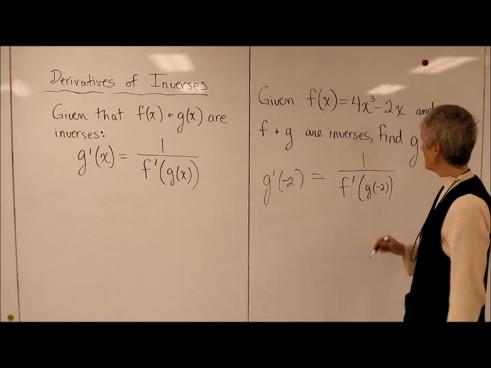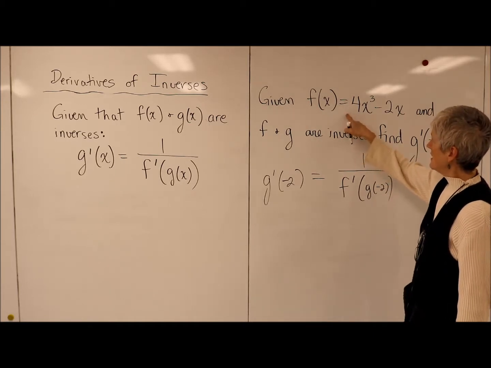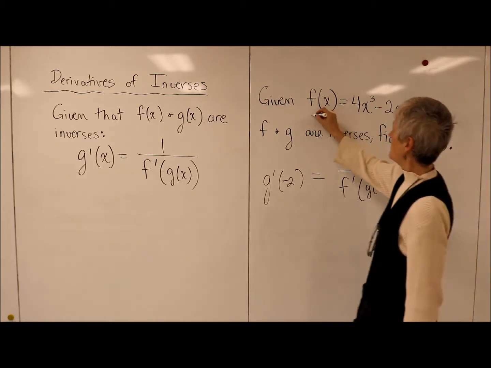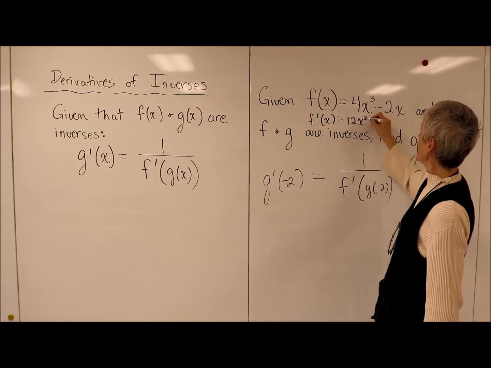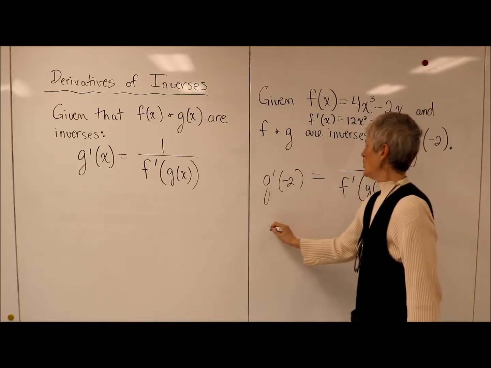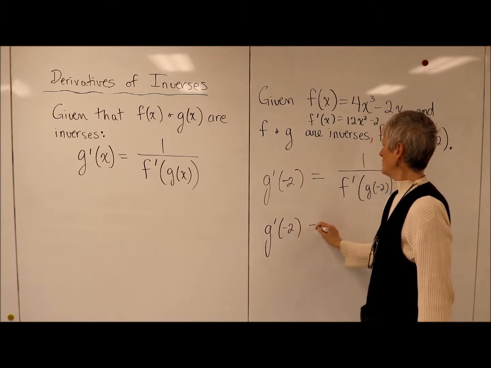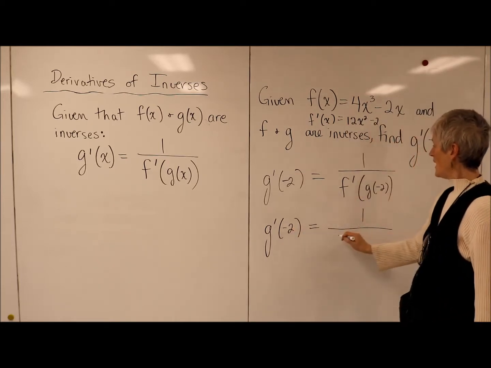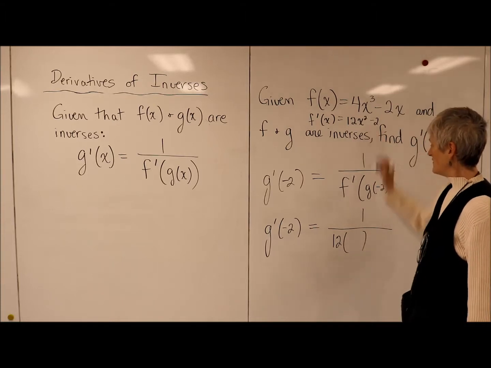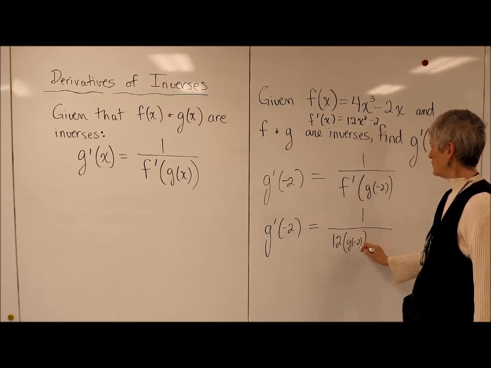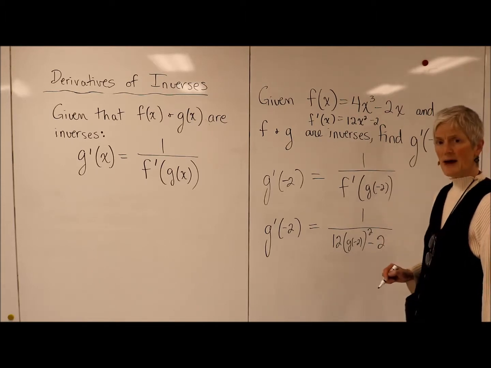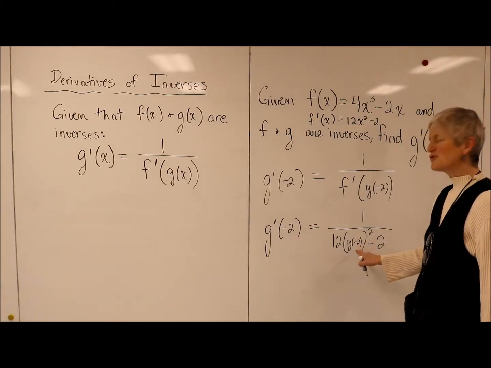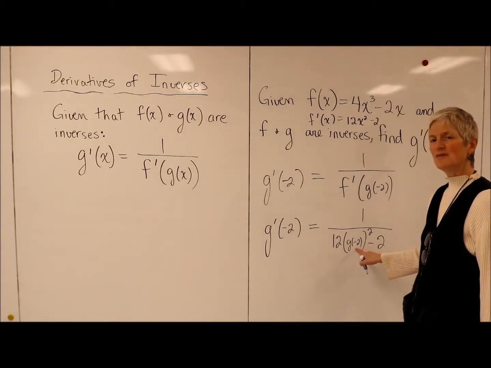All right, well, let's see how this works. So f prime, let's find the derivative of f. f prime of x is going to be 12x squared minus 2. All right, so g prime of negative 2 is going to be 1 over 12. Now, instead of x, of course, I'm going to put g of negative 2 squared minus 2. All right, that doesn't look too bad. But there is the tricky bit, finding g of negative 2.